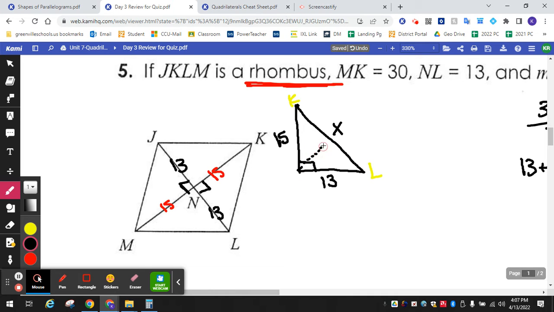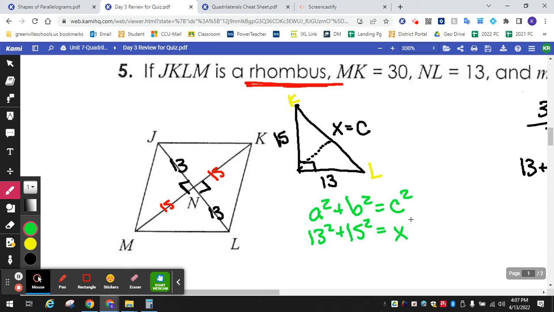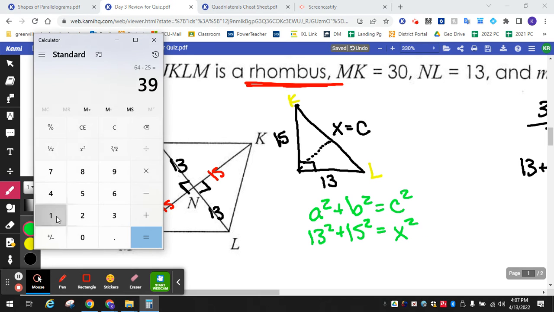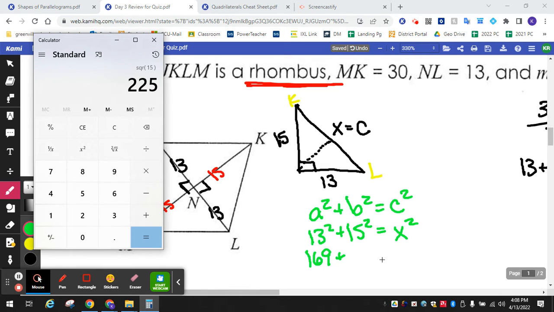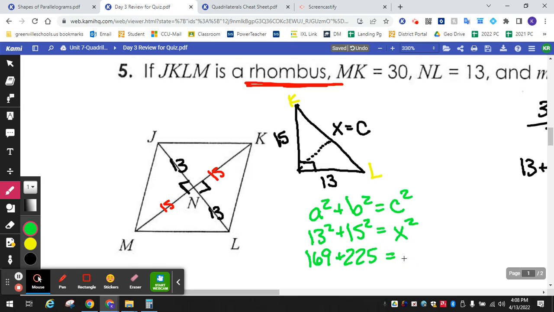Across from 90, your hypotenuse is your C. And it doesn't matter which one you call A or B. So A squared plus B squared equals C squared. Or in our case, 13 squared plus 15 squared equals X squared. 13 squared is 169. 15 squared is 225. Add them together, you get 394.